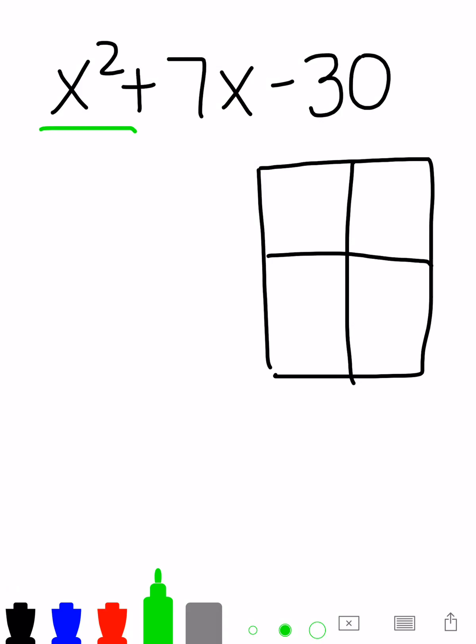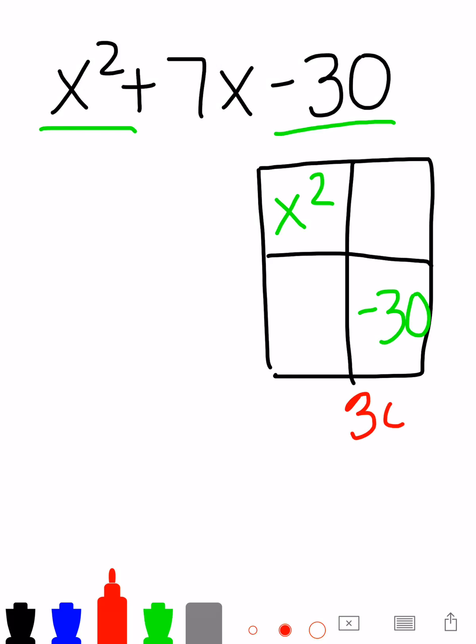First thing we see is x squared, so that's what we're going to put in the first box. And the last thing we see is a negative 30, so I'm going to put negative 30 in the last box. Now we need to find the factors of 30. So I'm going to make a T-chart for 30, and we're going to start with the number 1.